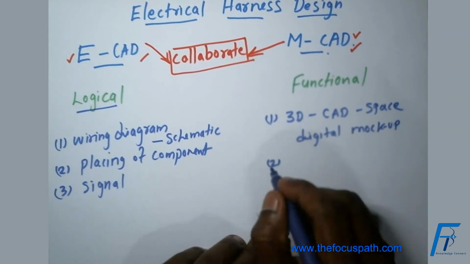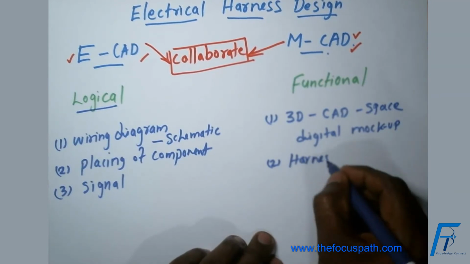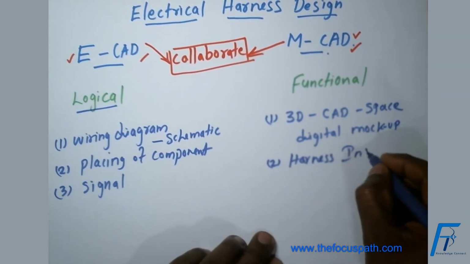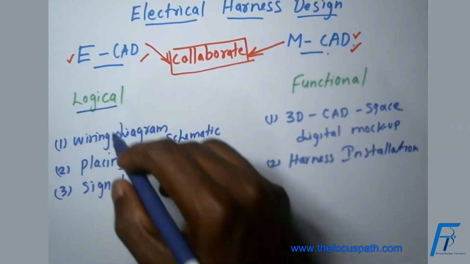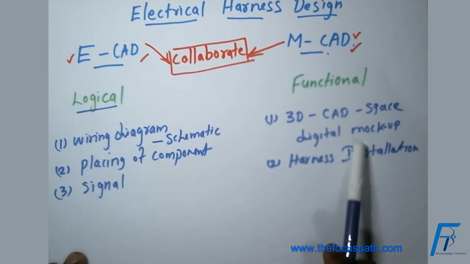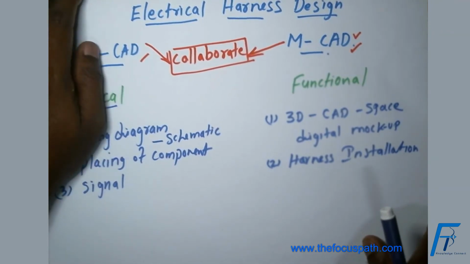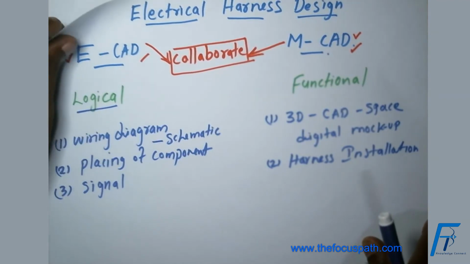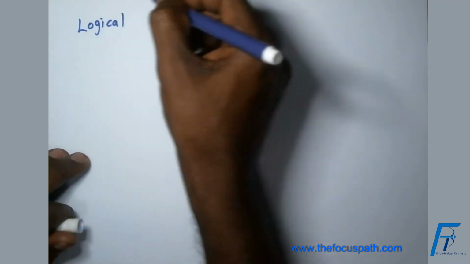Now when you do this, harness installation is very important, which is once again derived from the inputs given by the wiring diagram. That means any changes happening on the wiring diagram will be reflected in your harness installation. So let us get into the details about what exactly the logical and the functional side are all about. What is logical and what is functional?